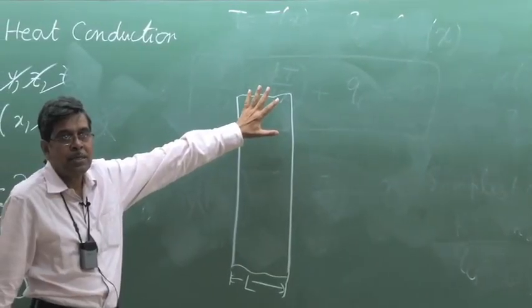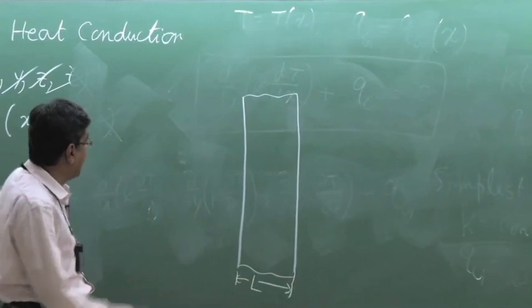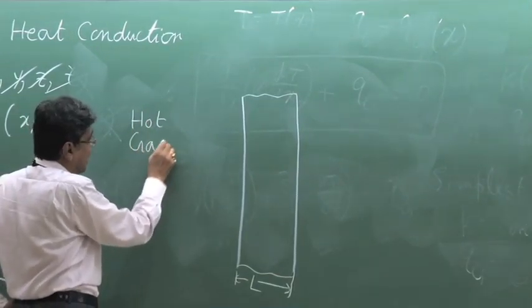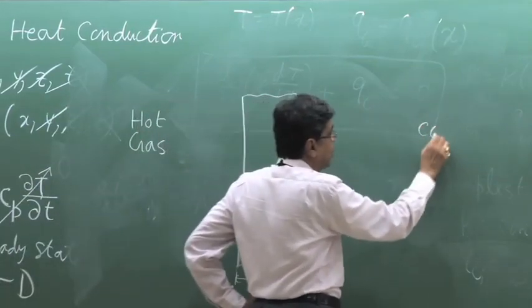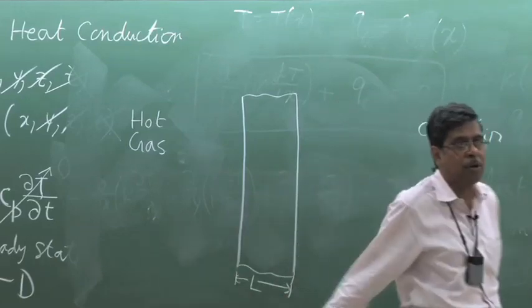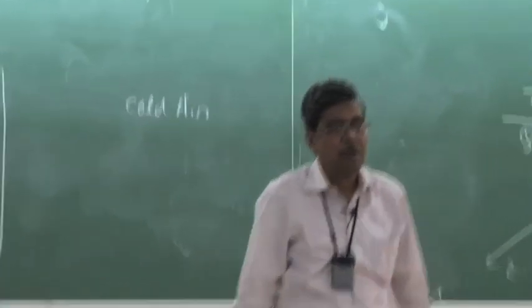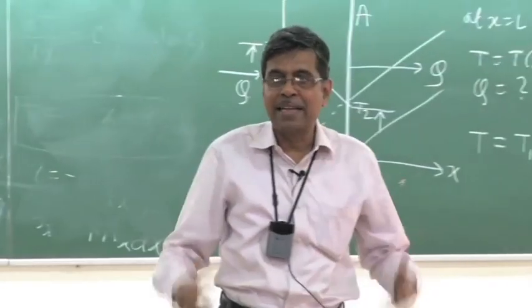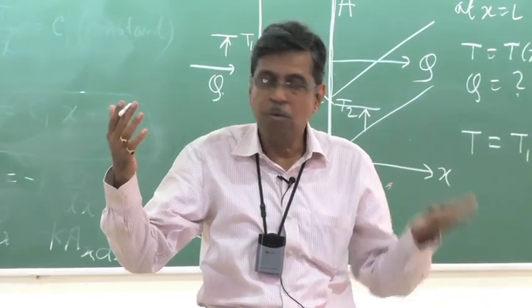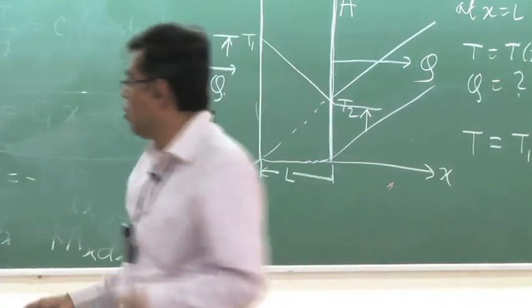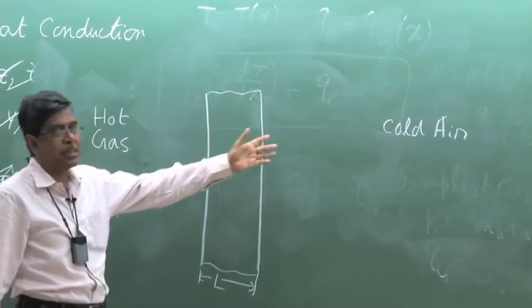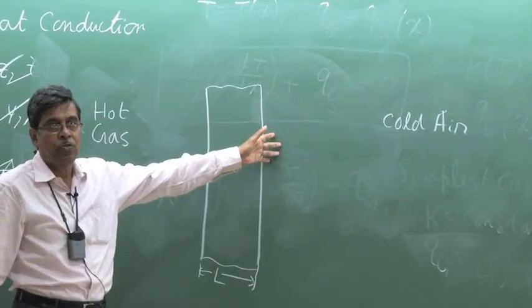A slab is exposed on one side to a hot gas and on the other side to cold air, which is a very, very popular problem. Consider the wall of a furnace. It is the other way around in the case of the wall of a cold chamber. In a furnace wall, the inside is hot gas and the outside is cold air. So what happens?